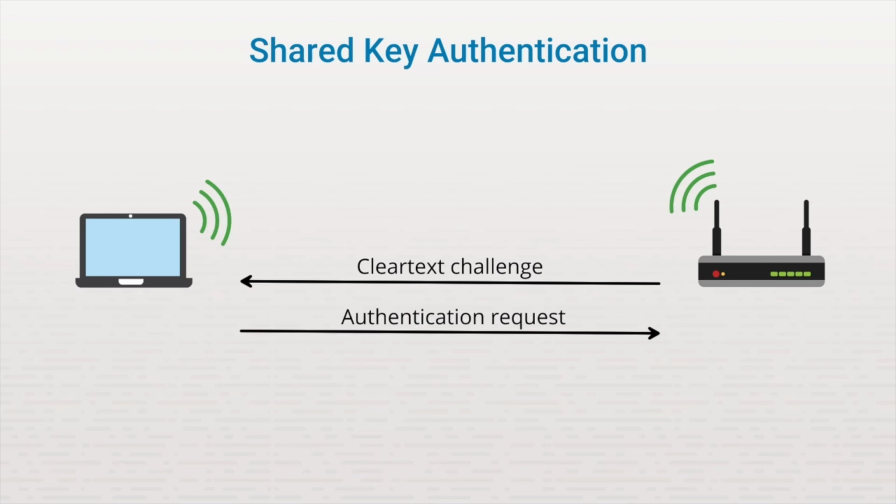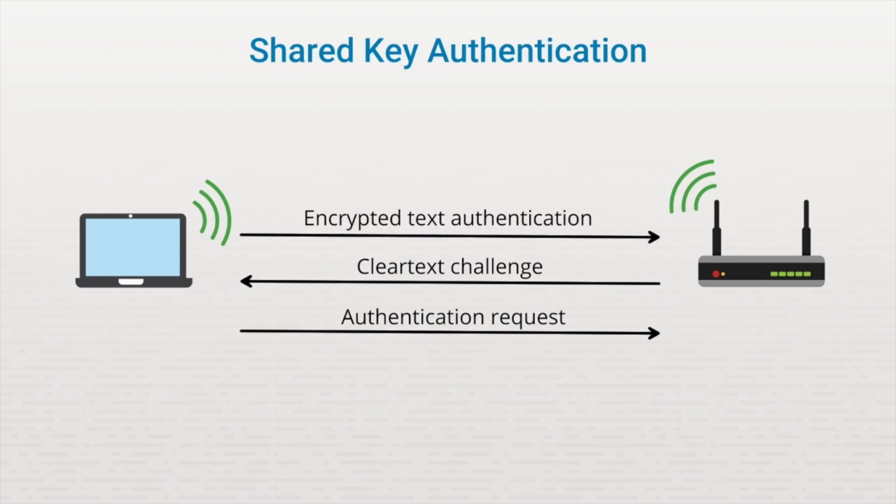Then the client encrypts the challenge text using the pre-configured pre-shared key and sends it back to the WAP in another authentication request. Finally, the access point decrypts the material it received and compares it with the clear text it sent in the first place. If the decryption process was accurate and the text is correct, the access point sends back a positive response, and the association between the client and the access point is created. If the decryption fails, it sends back a negative response and rejects the connection request.